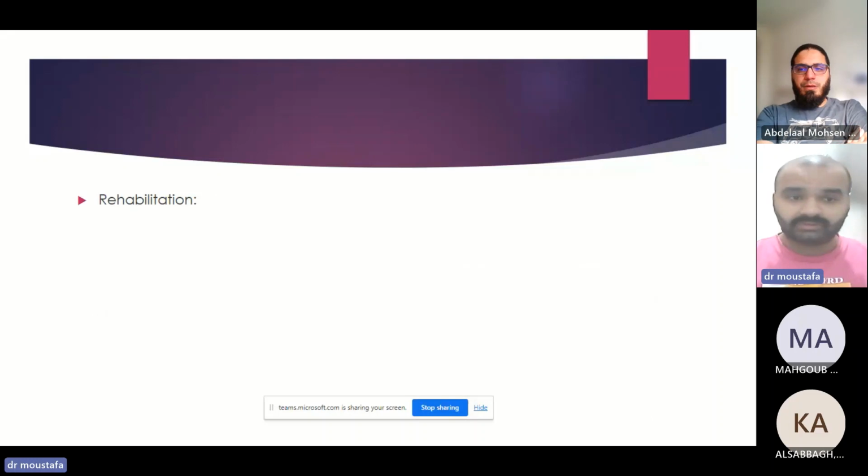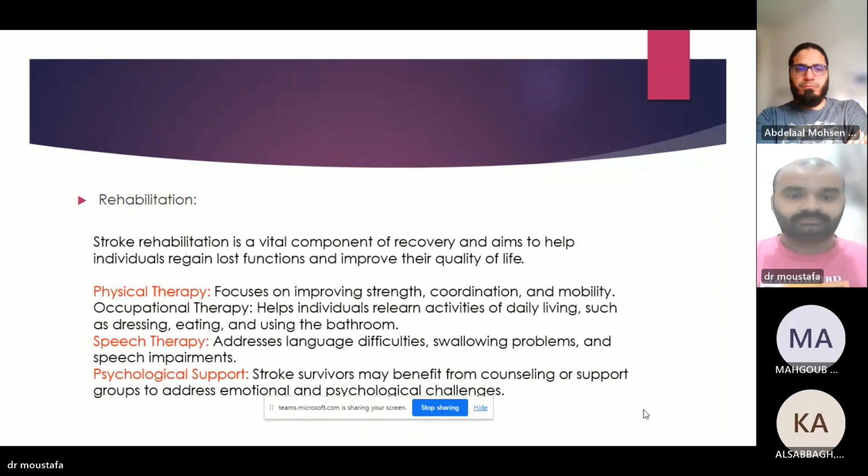All right. What's next? The rehabilitation. What we all aspire to in treating any condition is to improve the quality of life. A stroke might, unfortunately, cause disability, but we will not let the patient live with his disability without intervening. We need to do something about it. That is where the importance of rehabilitation comes in.